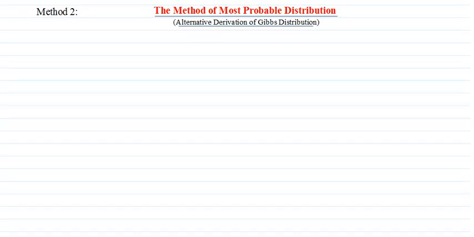So we will be deriving the Gibbs distribution by an alternative method known as the method of most probable distribution. So let's see how to do this one. Here we consider our system to be a member of a grand canonical ensemble. So that is where we start.